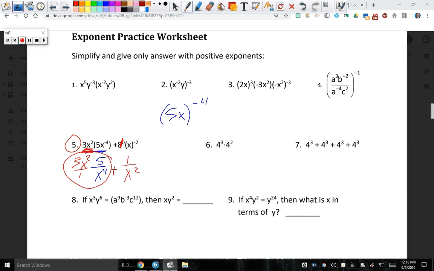Who wins from the x's? The bottom by how much? 2. 15's left up top. Can I add these? Yep, because of common denominators. There's your answer. Remember, this reduced. This right here reduced to that.